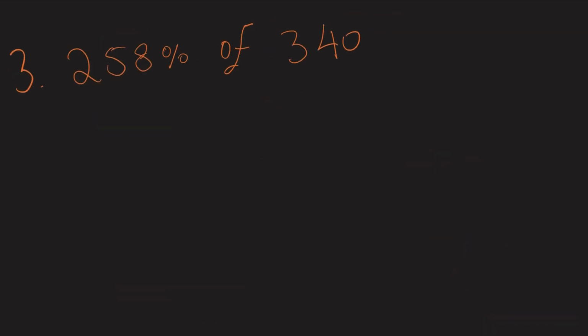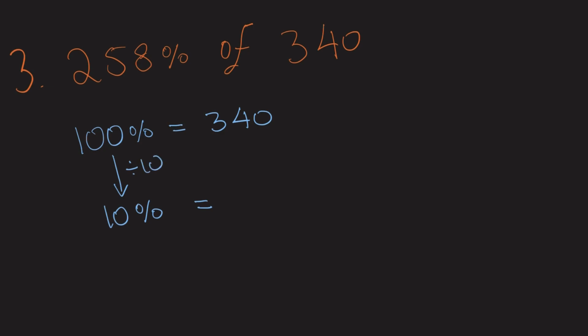And now the final question for today, question number 3. 258% of 340. So we're going to start off like we did with the other question. First, write 100% equals 340. Next thing you want to work out is what's 10%. So to go from 100 to 10, you have to divide by 10. Do the exact same on the other side. Perfect. Sorry, should be 34.